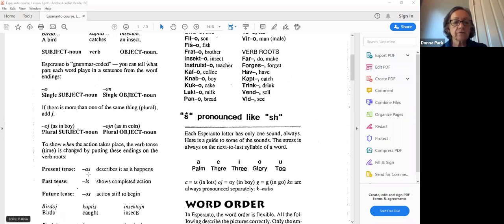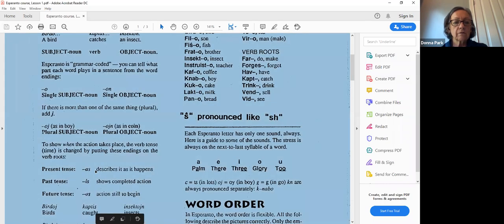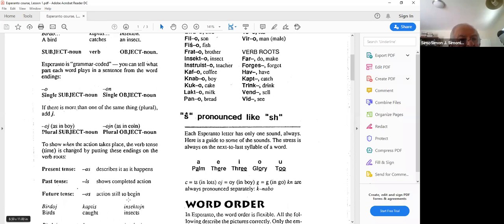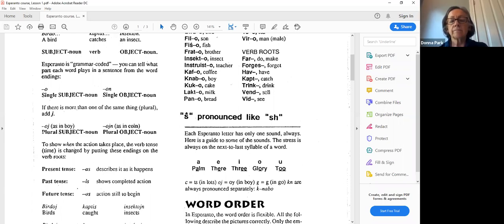Can you see my cursor? Now I begin to see. Present time, OS, I see, okay. OS, IS, OS. Uh-huh. Okay, let me see. And then three left to go.